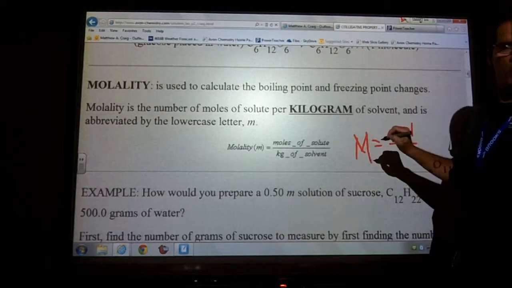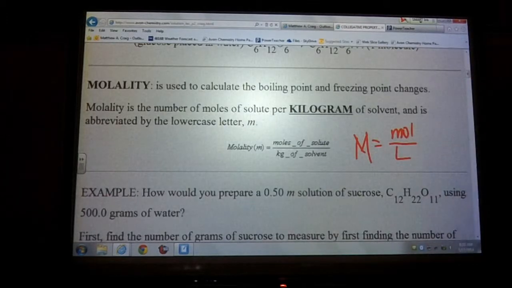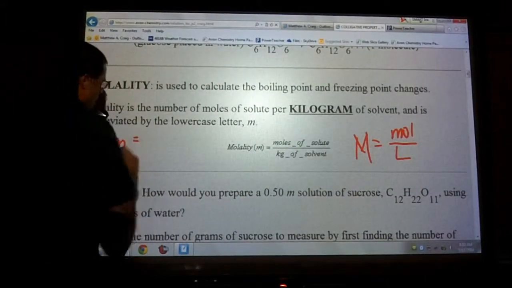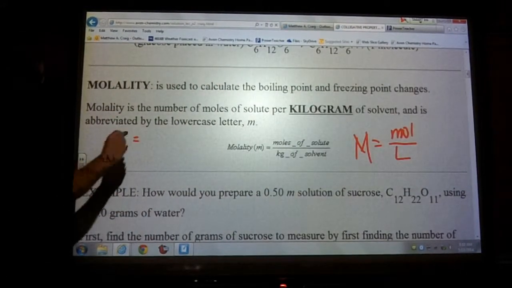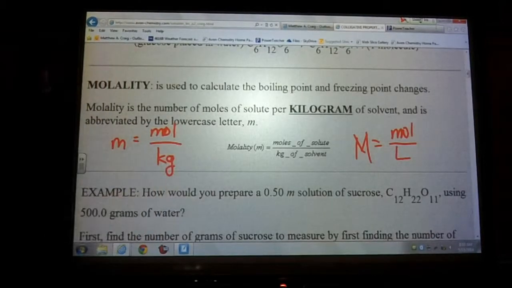Molarity. Molarity is moles per liter. Very good. That's what molarity is. What we're talking about with molality is it's moles, and it's a little m, not a big M, but it's moles over kilograms. And that's the difference. And we'll always be talking about water, so that's one nice thing.